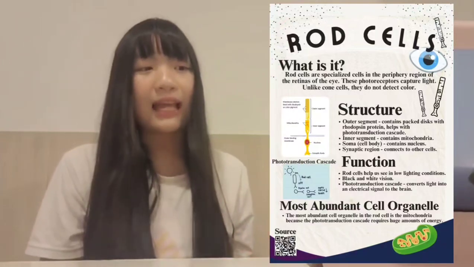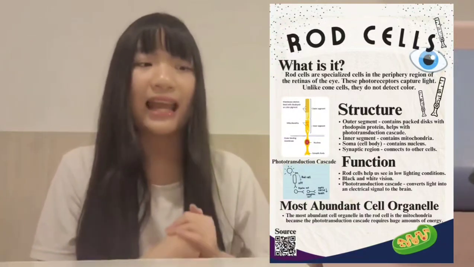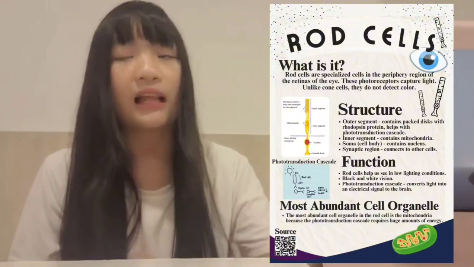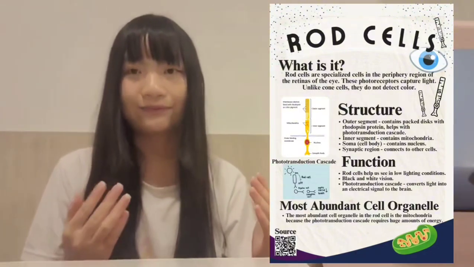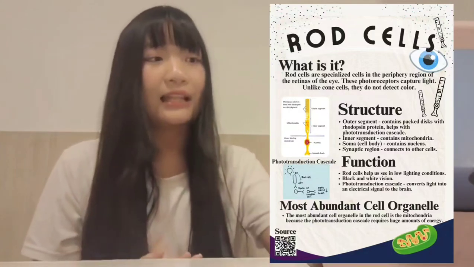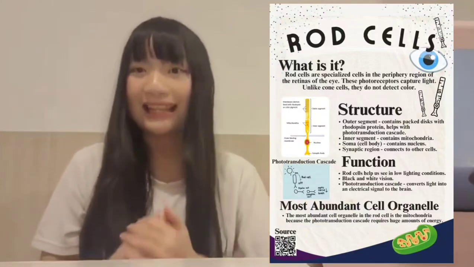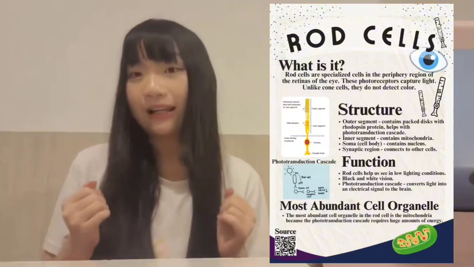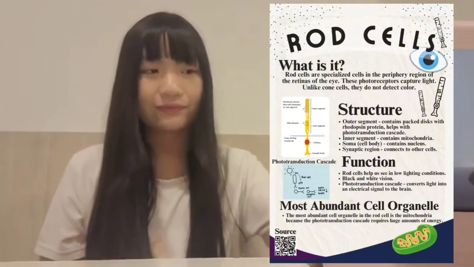Now next, we can look at the next structure, which is the inner segment. If we can see here, the inner segment contains a lot of mitochondria. Now next, we have the soma, which is the cell body. This basically contains the nucleus. And lastly, we have the synaptic region. This region basically connects to other cells.